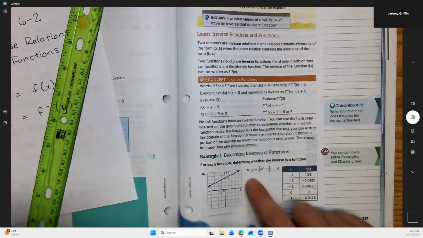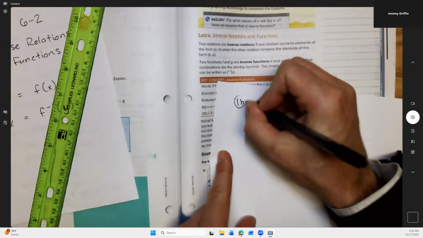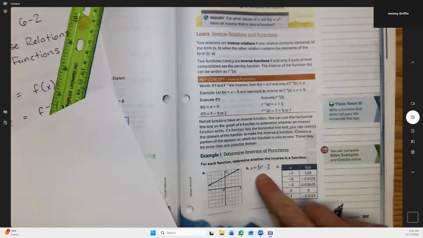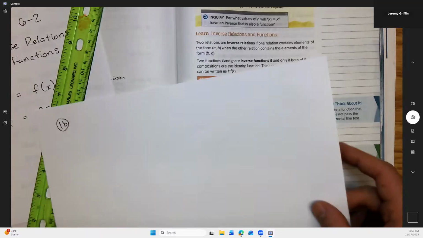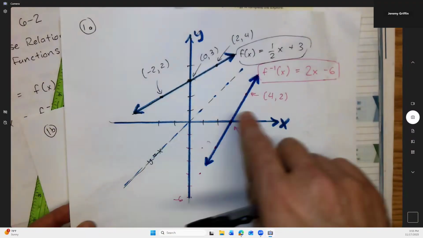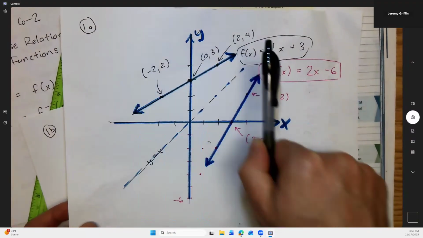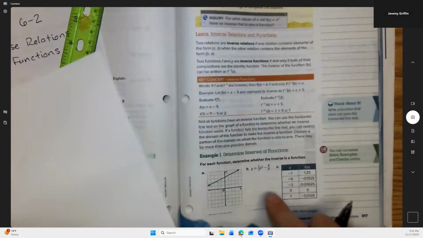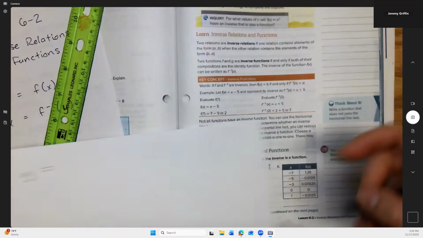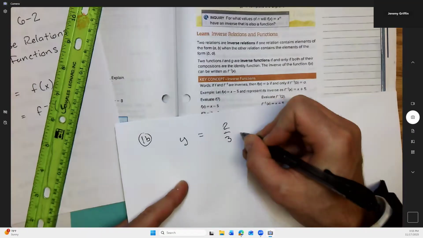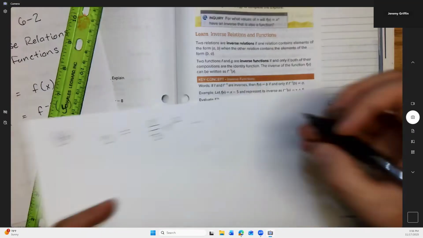Okay, how about the next one? So 1b says determine whether the inverse is a function. Actually, that's what we're supposed to do for all these. But here, I think each of these lines passes the vertical line test. So yes, those would also be functions. But this one would be a parabola. If they're giving us y equals, we can say f of x if you like, 2/3 x squared minus 4/3.